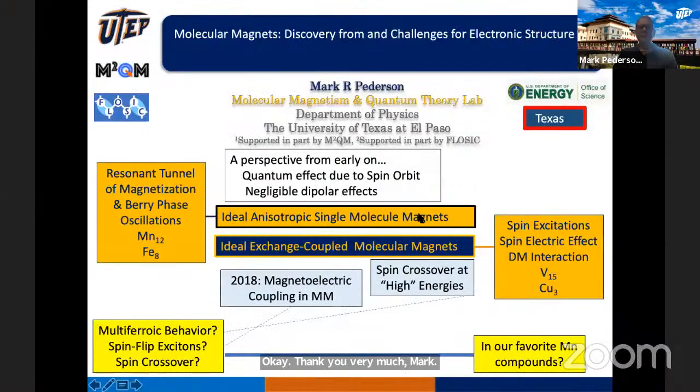So Mark Pedersen from the University of Texas at El Paso will be giving us a talk on molecular magnetism. He's from the Molecular Magnetism and Quantum Theory Lab. He'll be talking to us about molecular magnets. Okay, Mark, please. Thank you.